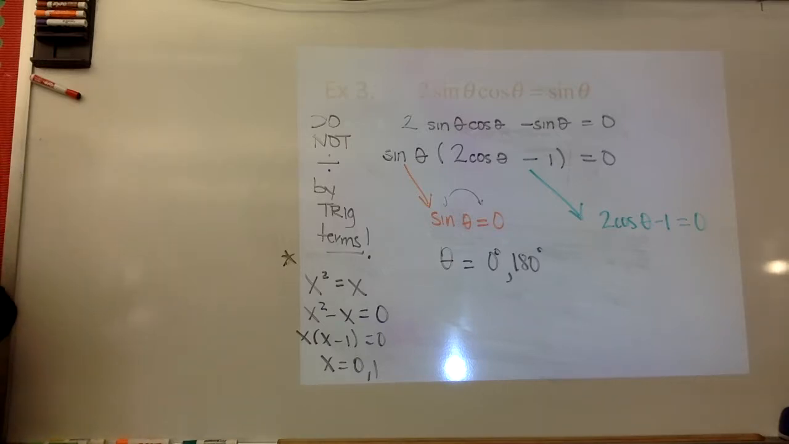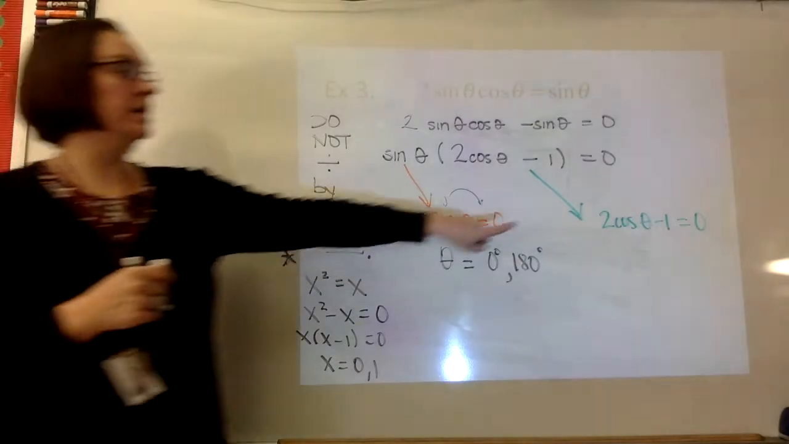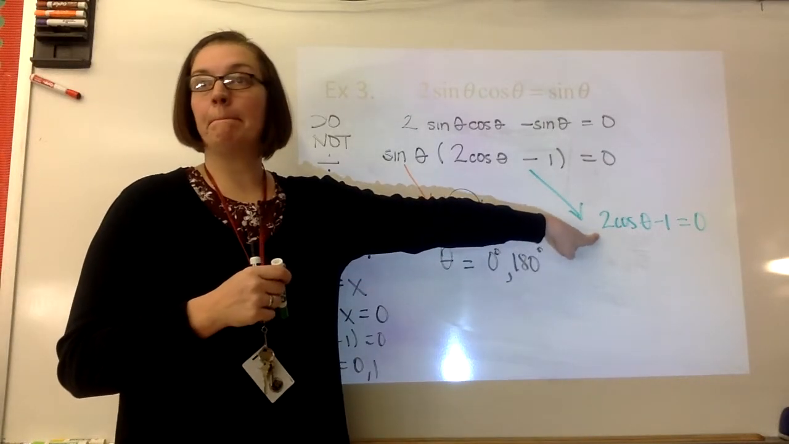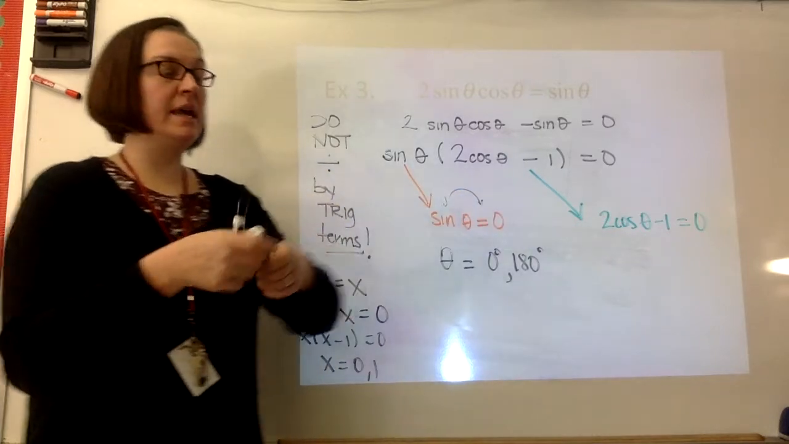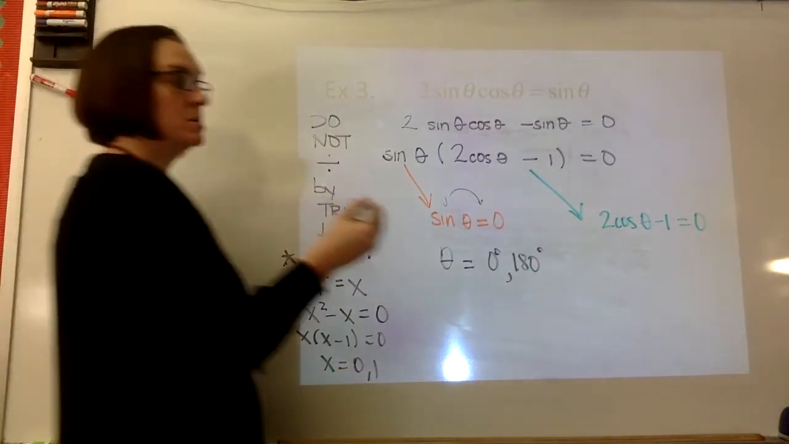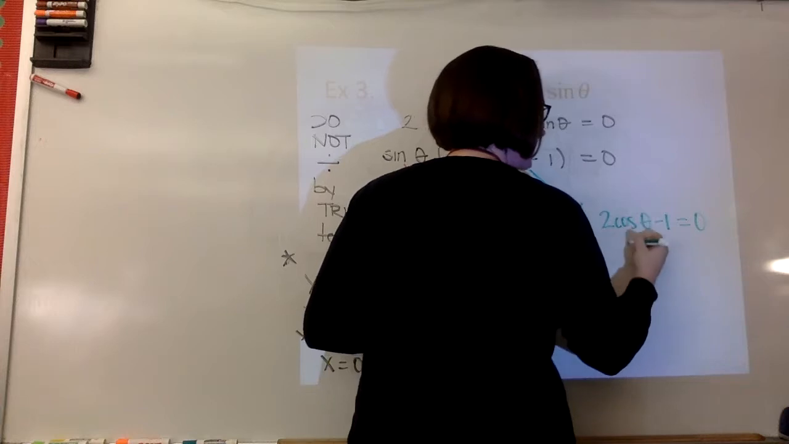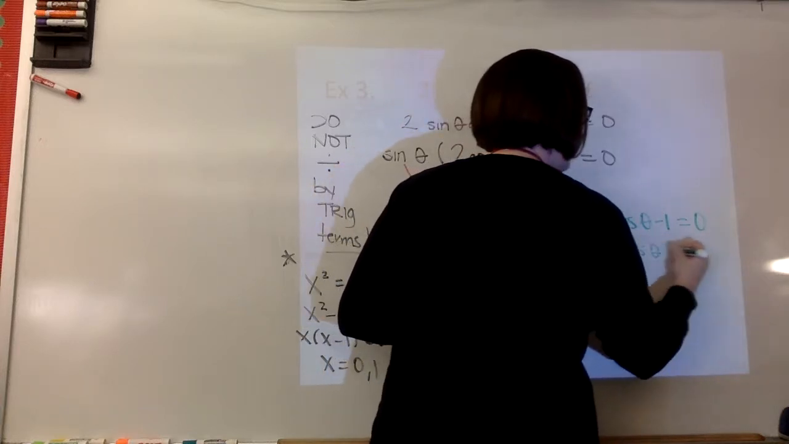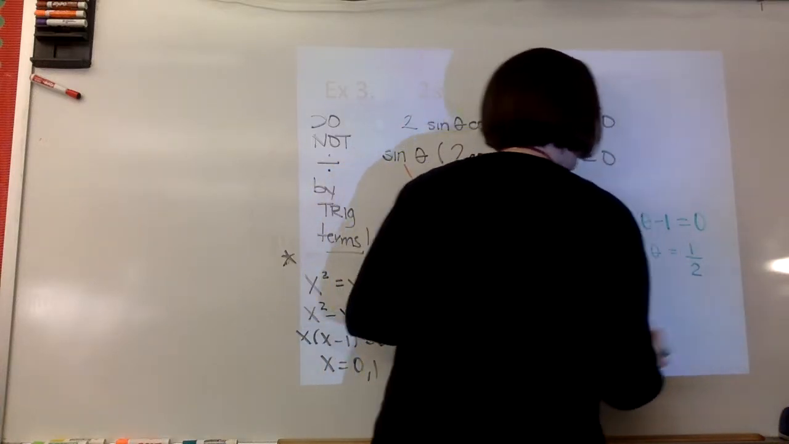Same thing. 2 cosine theta minus 1 equals 0. This is linear or quadratic in green? Linear, so I'm going to isolate cosine theta. So I'm going to add 1, divide by 2. I get cosine theta is equal to 1/2.